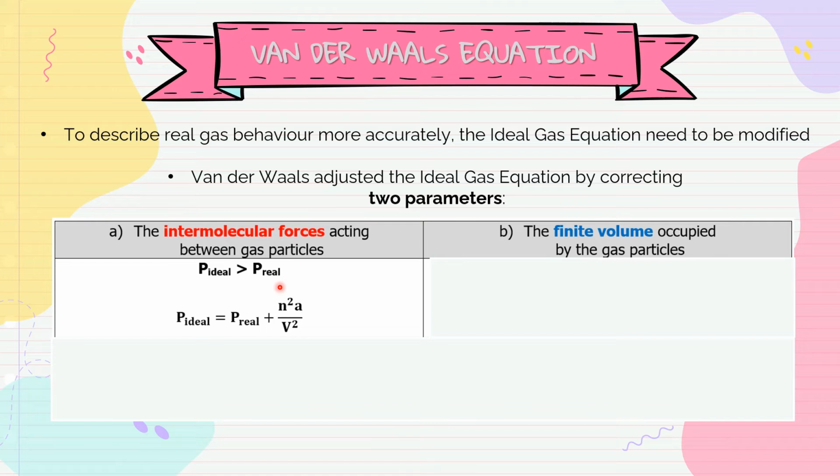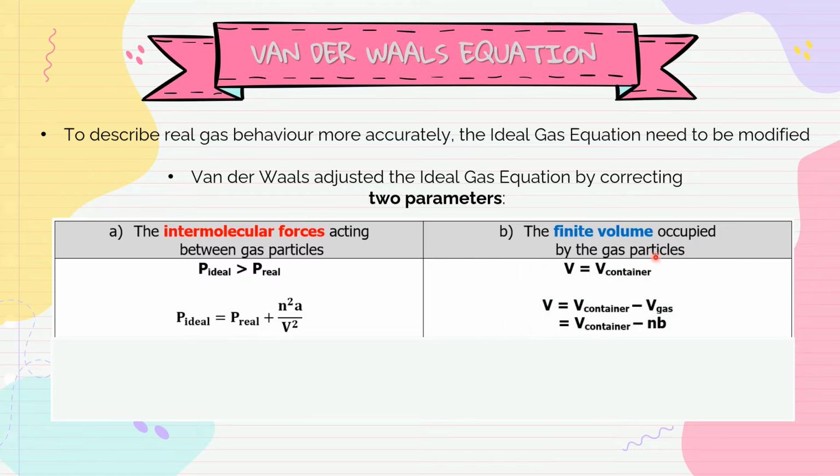Okay. Yang kedua, the finite volume occupied by the gas particle. So, kalau ideal gas, kita kata volume of the gas container adalah volume of gas. Volume gas sama dengan volume of gas container. Sebab apa? Kita kata volume of gas particle adalah negligible. Tetapi untuk a real gas, disebabkan volume dia adalah significant, kita tak boleh nak terus kata yang volume of gas adalah sama dengan volume of container.